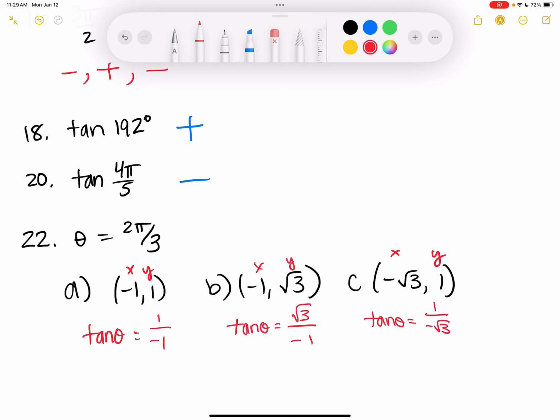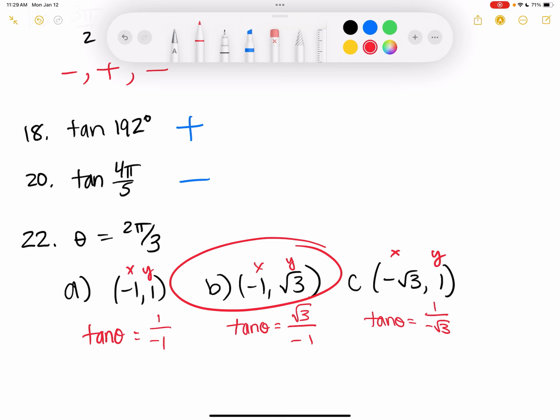It's B. At 2 pi over 3, tangent is negative root 3. So this has to be the point that it is. And to find tangent, it's always y over x.